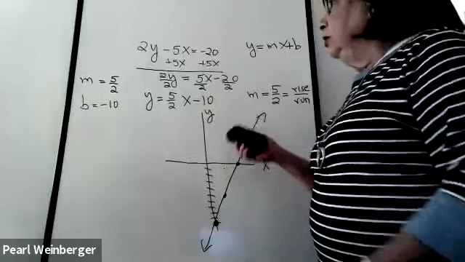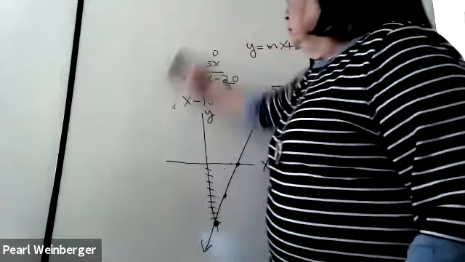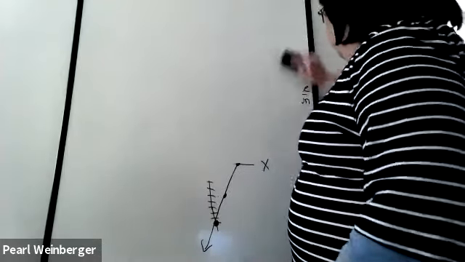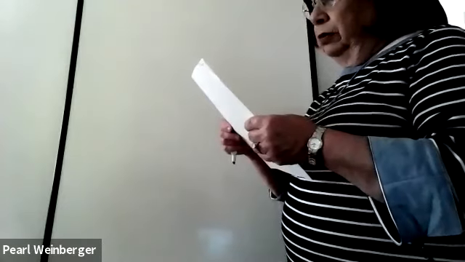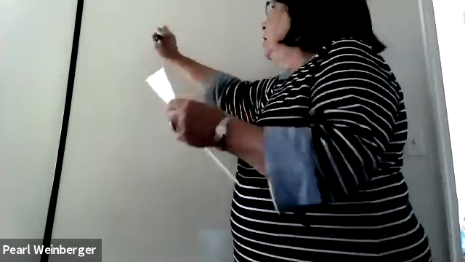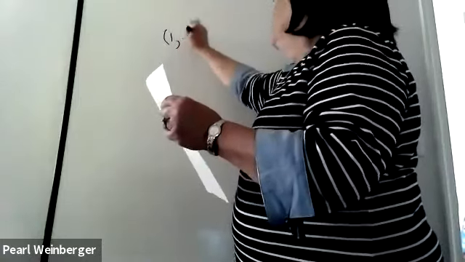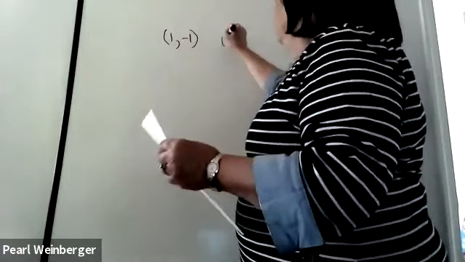Okay, so let's look at another question that we have for homework. This is question number 3. It says find the slope of the line passing through the points 1, negative 1, and negative 1, 1.